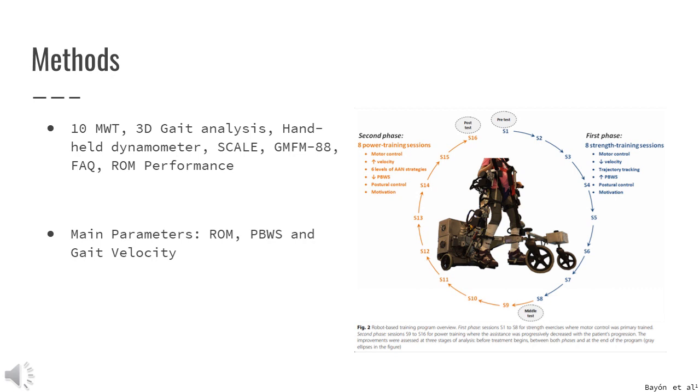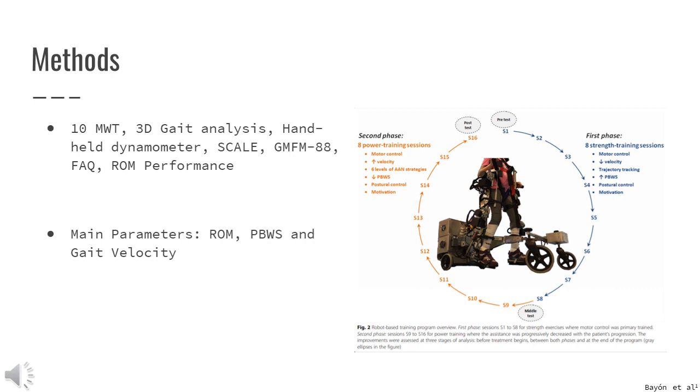Evaluation metrics used were the 10-minute walk test, a 3D gait analysis, handheld dynamometer, which tests isometric muscle strength, SCALE, which is to quantify selective voluntary motor control, GMFM-88, which tests changes in gross motor function, FAQ, which is a questionnaire regarding independent activities and satisfaction, along with a range of motion performance. The main parameters the researchers were looking into primarily were the range of motion, partial body weight support, and gait velocity.